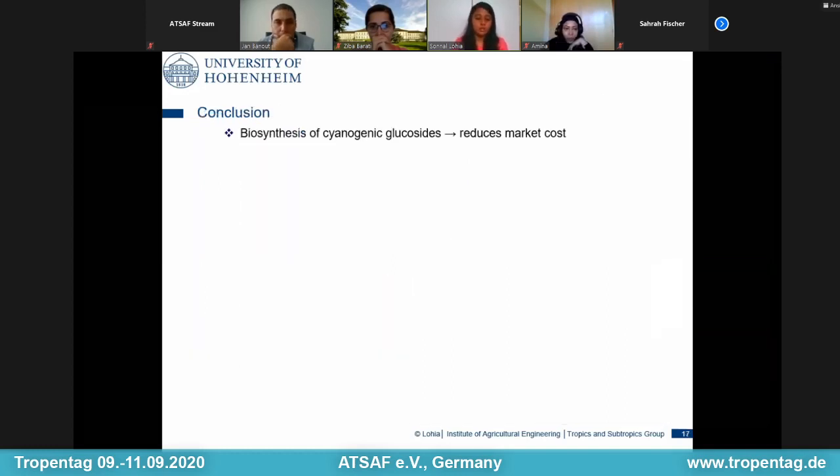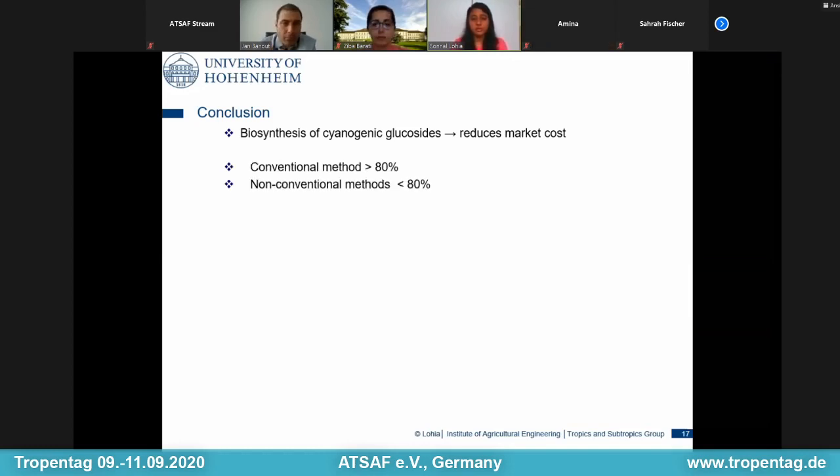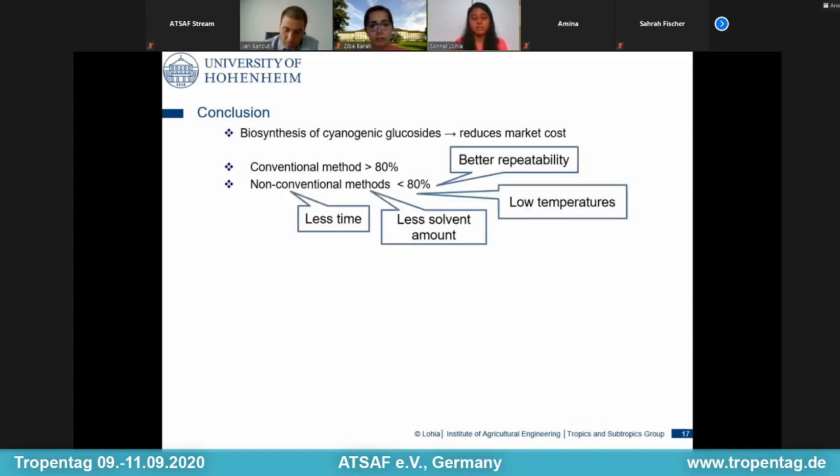Finally, to conclude all the results, biosynthesis of these cyanogenic glucosides, linamarin in this case, would reduce their market cost drastically. It was observed that conventional methods have higher extraction efficiency compared to the non-conventional methods, but the latter gave better repeatability. They could operate at low temperatures. They used less solvent amount and time duration.